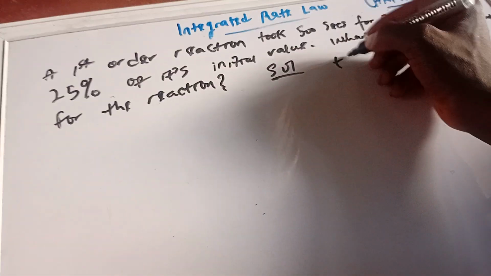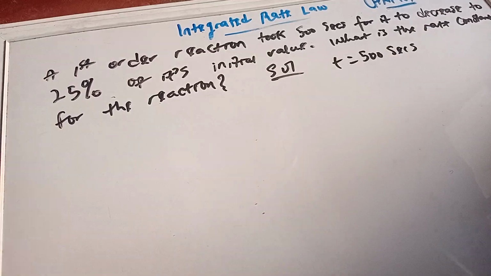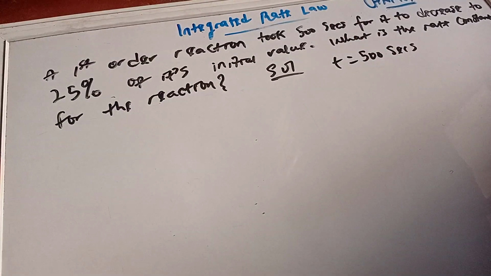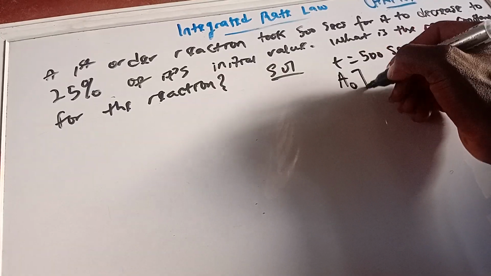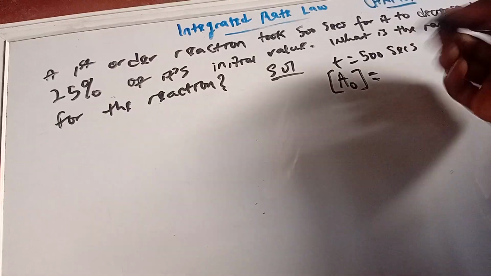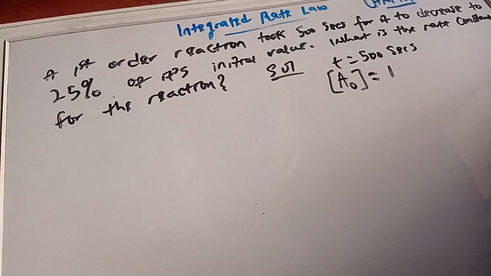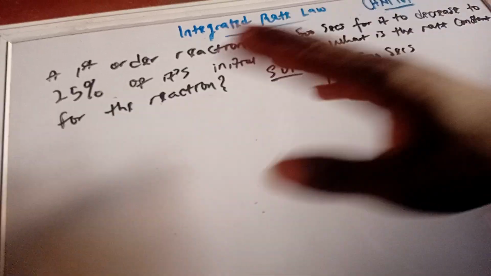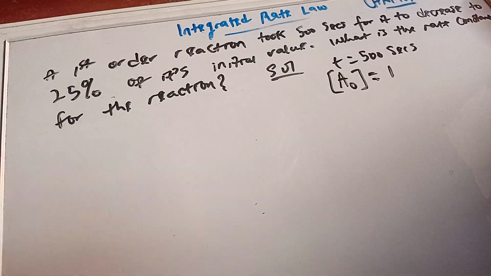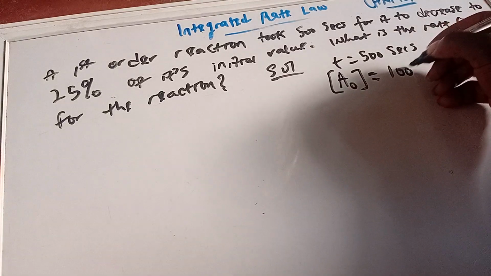Now, our time equals 500 seconds. It took 500 seconds for it to decrease to 25% of its initial value. So the initial concentration, let's assume that it is 1, or you can also represent it with 100%. If you want to write 25% of 1, you say 25 over 100 times 1, it gives you 1 over 4. So you write 100% and you leave 25% for your A_t, or you write 1 and you write 1 over 4 for your A_t. Either way, you still get your answer. So okay, let's just use 100%.